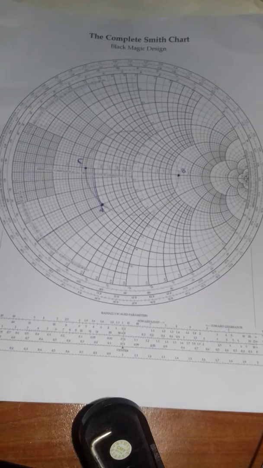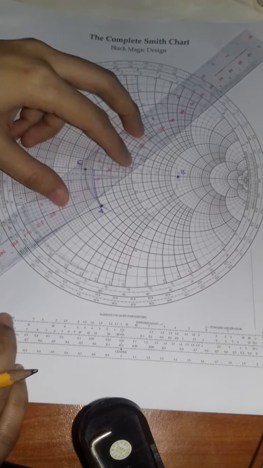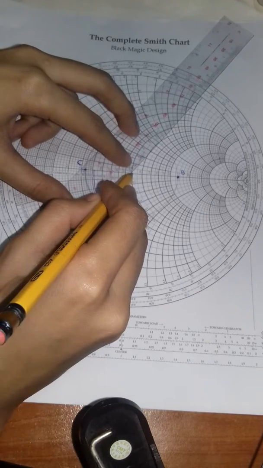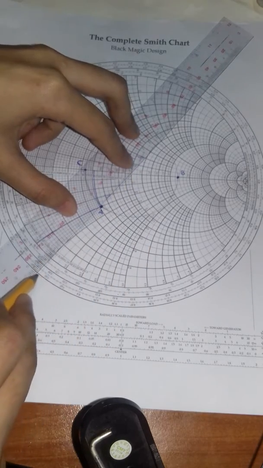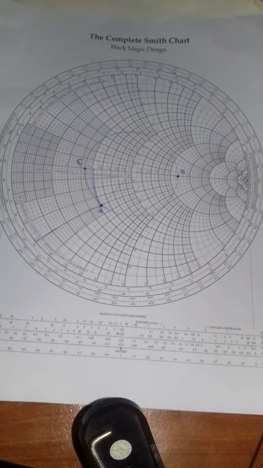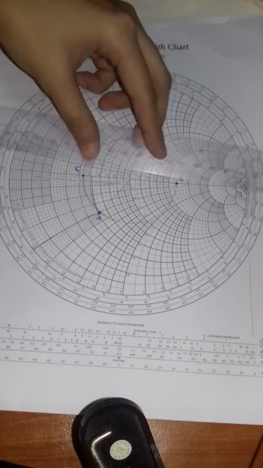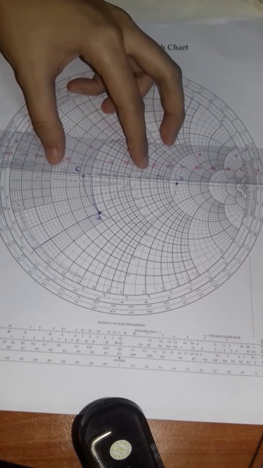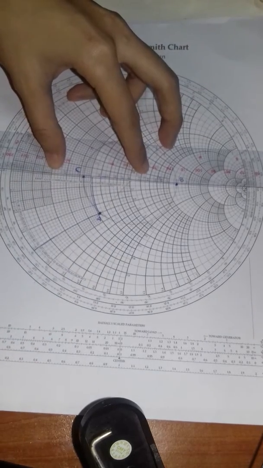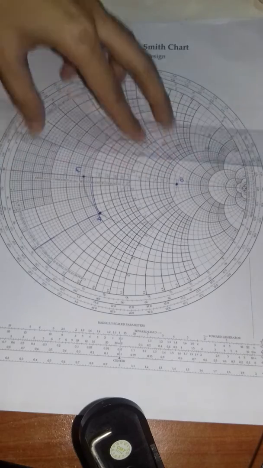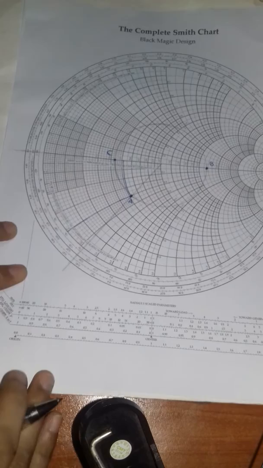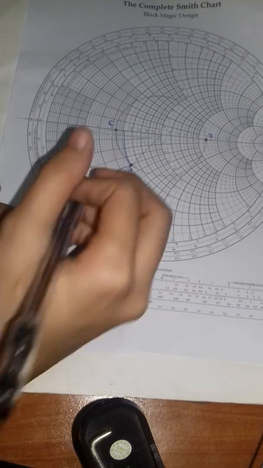Next step, extend a straight line outside the chart from the origin to point A. Then extend a straight line outside the chart from the origin to point C. Next step, measure the distance between point A and C.